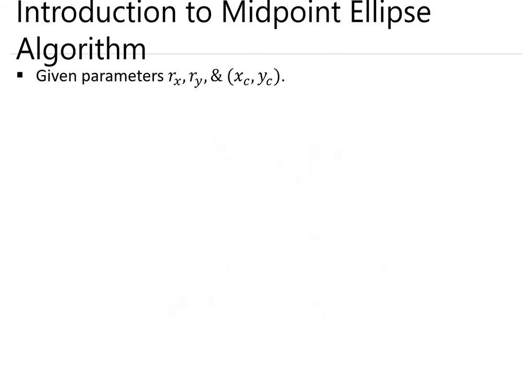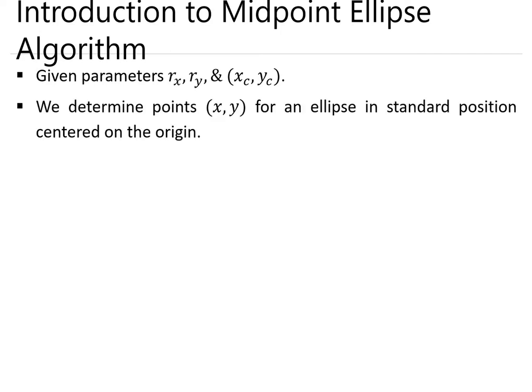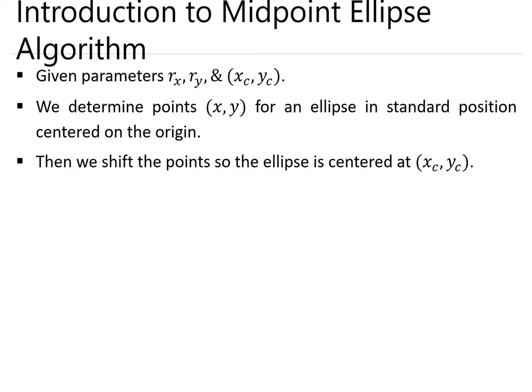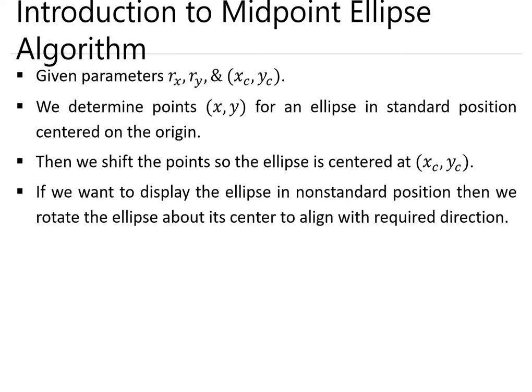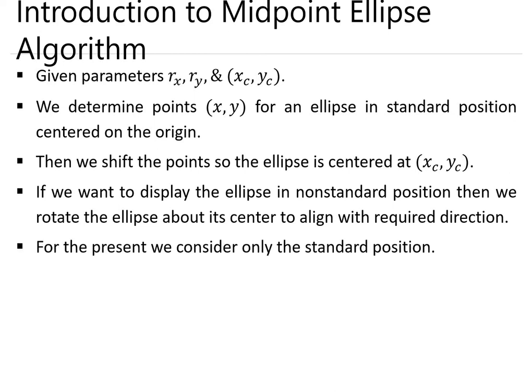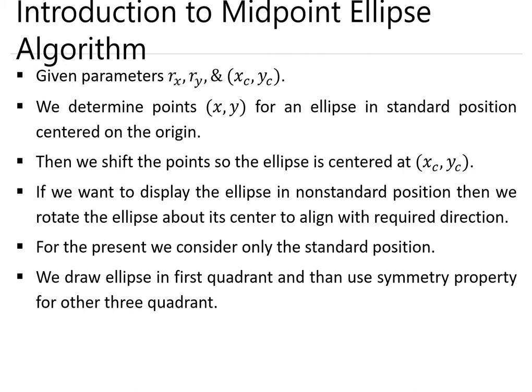Given parameters rx, ry and xc, yc, we determine points (x, y) for an ellipse in standard position centered on the origin. Then we shift the points so the ellipse is centered at xc, yc. If we want to display the ellipse in non-standard position, then we can rotate the ellipse about its center to align with the required direction. For the present, we consider only the standard position. We draw the ellipse in the first quadrant and then use the symmetry property for the other three quadrants.